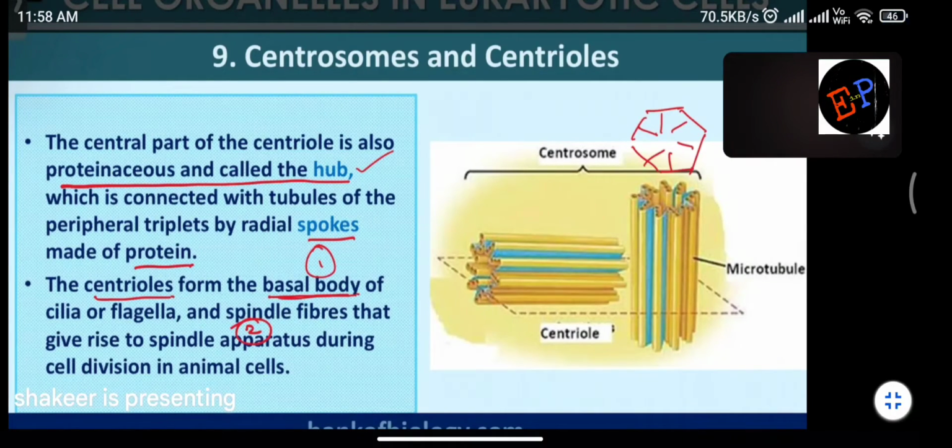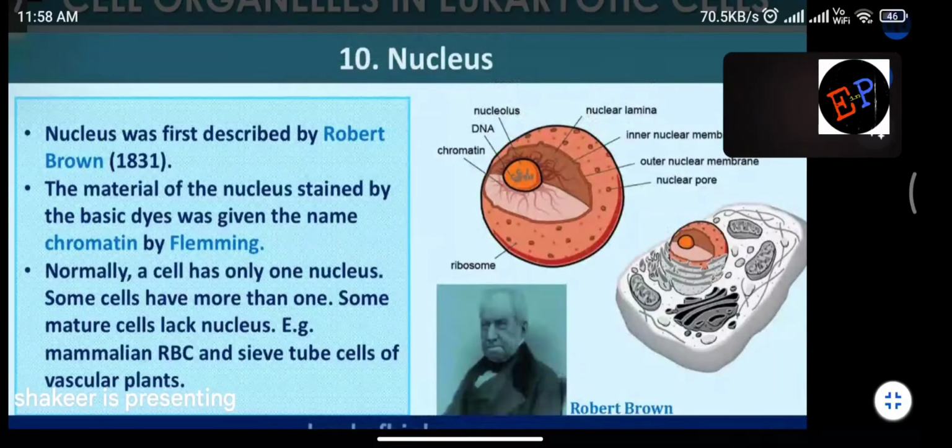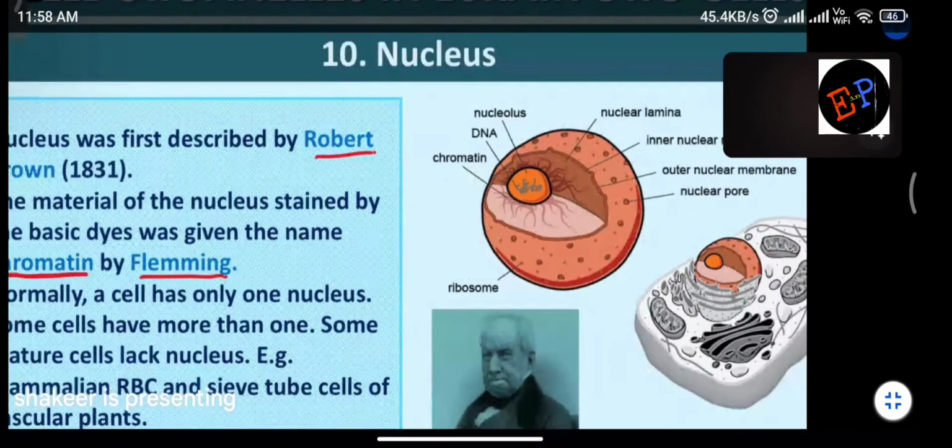Clear? That's it. Nucleus. So nucleus was first described by Robert Brown. The material of the nucleus stained by the basic dyes was given the name chromatin by Fleming. Okay, ma? So inside the nucleus, if you stain the nucleus, add some color, you will find some thread-like structures which are present inside the nucleus. Those thread-like structures we can call chromatin. Are you able to understand? Ekkada unnaya thread-like structures? So here you are seeing these thread-like structures, no ma? These are called chromatin.